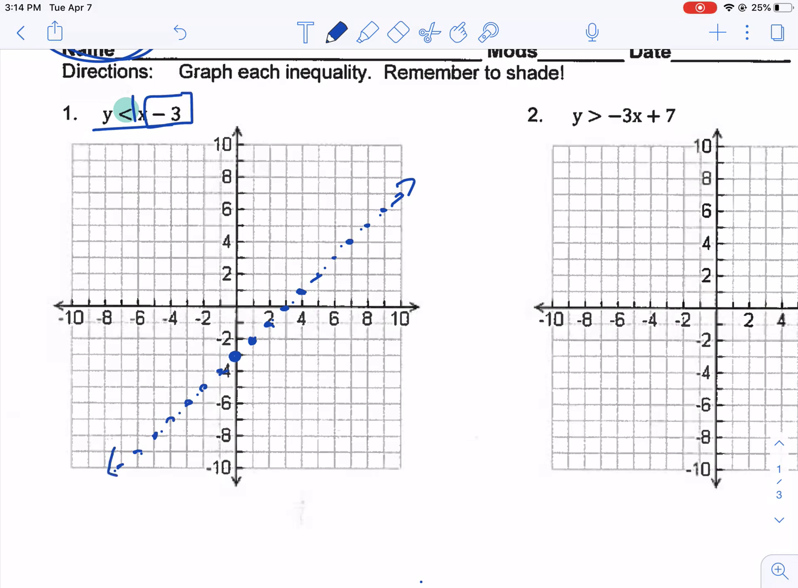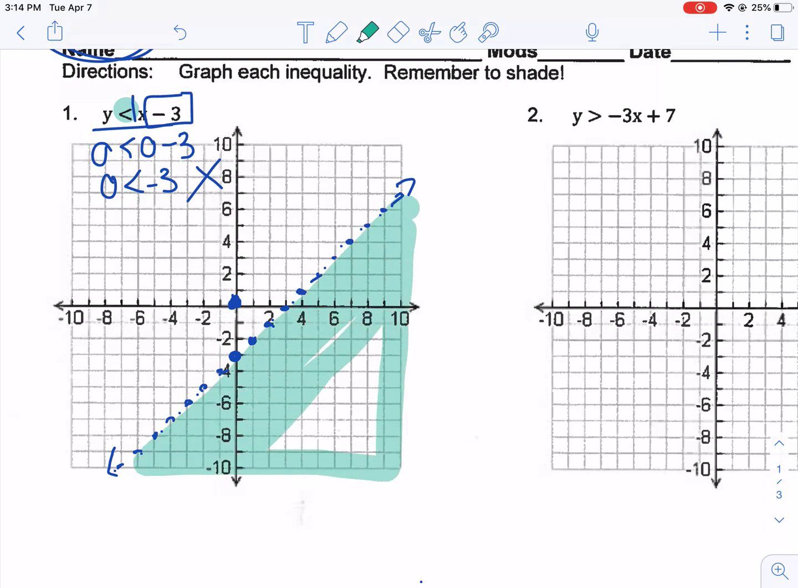arrowheads on both ends. Now we need to figure out where to shade because the inequality always has a range of solutions. So we're going to test the point 0, 0. I'm going to plug 0 underneath our y and our x. So 0 is less than 0 minus 3. 0 is less than -3. Is that true? It is not, which means this point is not part of the solution. So all of my solutions lie on the opposite side, right down here.